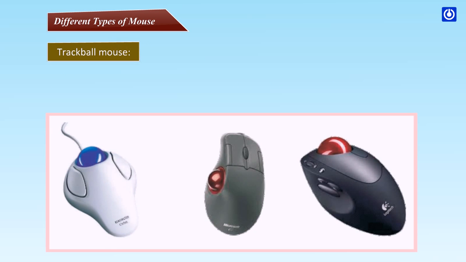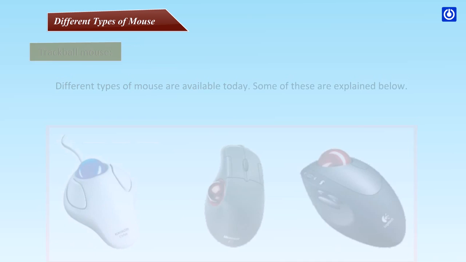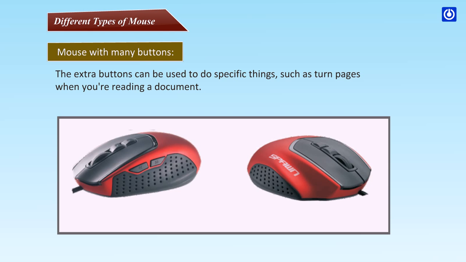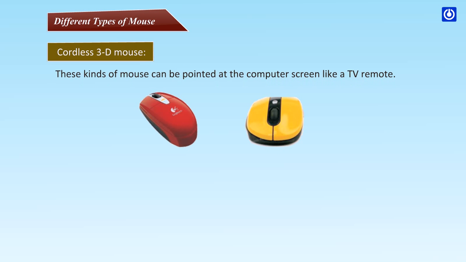Trackball mouse. Trackballs reduce hand movement and space requirements. The curved shape keeps your hand and arm relaxed. Mouse with many buttons. The extra buttons can be used to do specific things, such as turn pages when you are reading a document. Cordless 3D mouse. These kinds of mouse can be pointed at the computer screen like a TV remote.